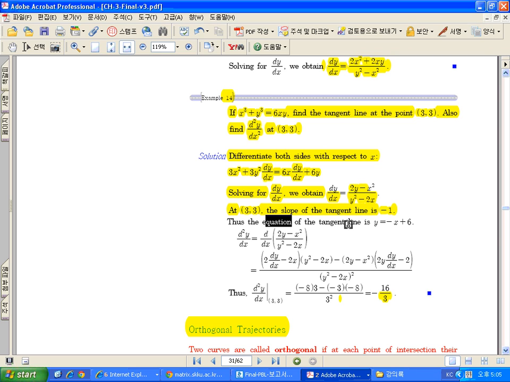If we want to find the tangent line at that point, then we use this slope at that point to have y is equal to -x plus 6.